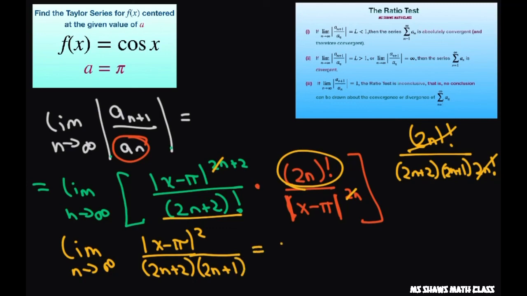Now this limit equals 0, which is less than 1 for all x. Therefore, our radius of convergence is infinity.